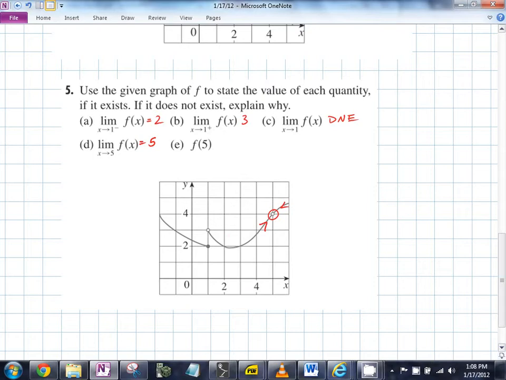What about f of 5? Does not exist. Is the function defined at 5? No, there's an open dot. Doesn't exist. That's it.